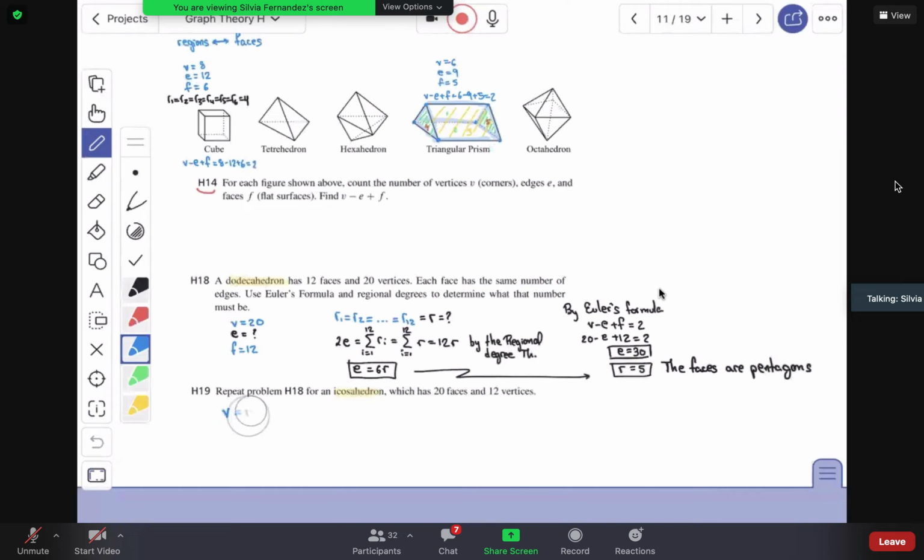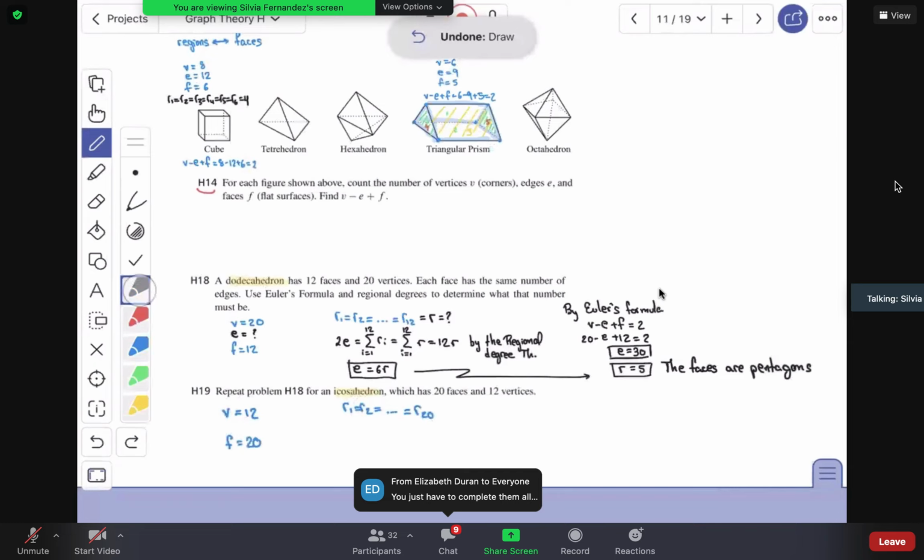So we have 12 vertices. The number of faces is 20. And in the icosahedron, we also have that all the regional degrees are the same. So all the faces are the same. In fact, they're congruent. They're exactly the same size and everything. So all of those are the same. I'm just going to call this common number R.